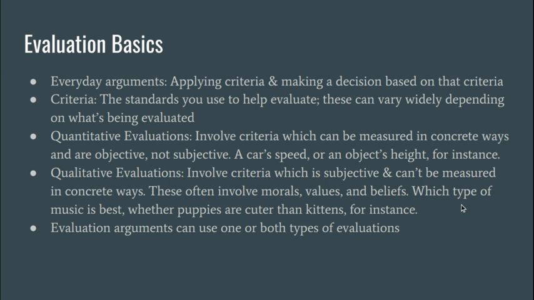So again, some examples: which type of music is best, whether puppies are cuter than kittens. You can kind of discuss those and debate about how do we measure those things. So those are qualitative evaluations. Evaluation arguments can use one of those particular types of evaluation, or they can use both. So keep that in mind as we're evaluating things and looking at arguments carefully.